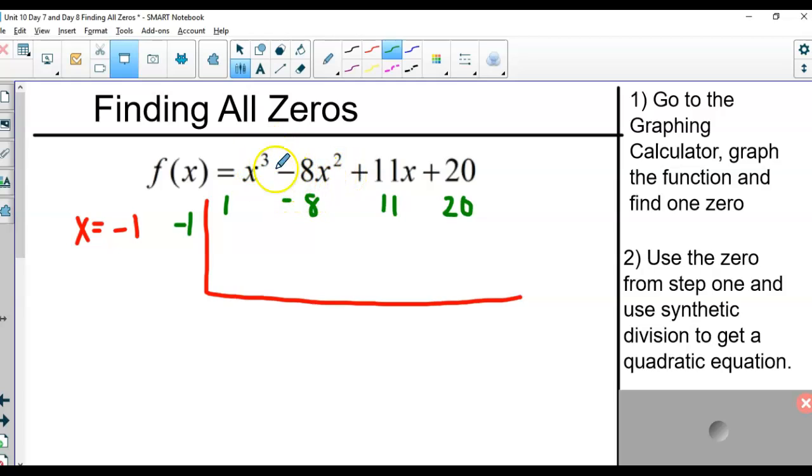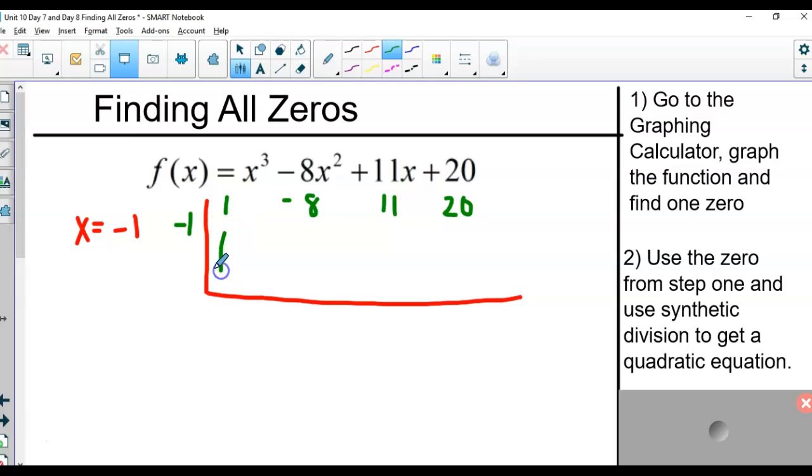Okay, so I have a coefficient represented for the 3, that's 1. A coefficient represented for 2, that's -8. For the exponent of 1, that's 11. And then the constant, which is 20. If you had one missing, remember you need to put a 0 there. That will happen in your homework. Okay, so let's go ahead and do synthetic division.